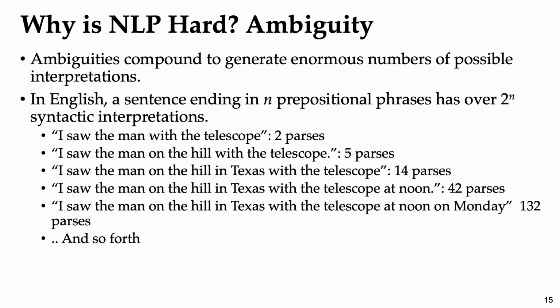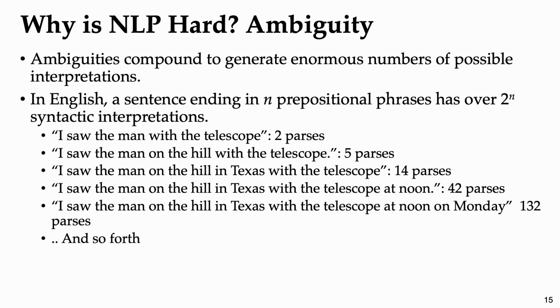Okay, so let's have an example here. Ambiguity compounds to generate a large number of possible interpretations. In English, if you say, I saw the man with the telescope, it has two parses. If you say, I saw the man on the hill with the telescope, you have 5 parses because you have added this on the hill. So the possibilities of I saw the man with the telescope passing on the hill are going to add 3 more cases.